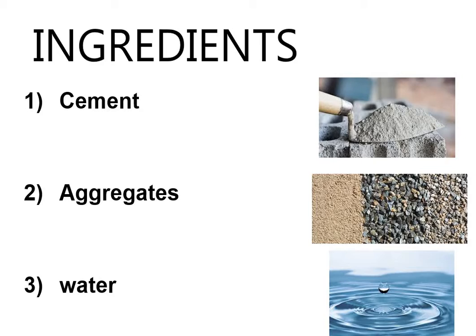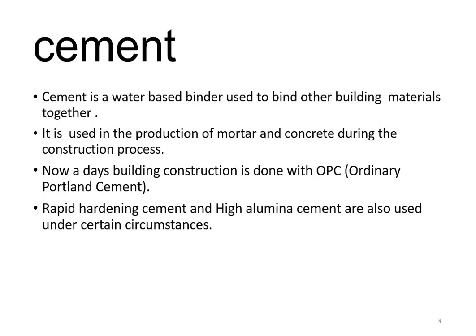Now let's see the important functions of these ingredients. First of all, cement, we've already studied about cement. Cement is the binding material. It is mainly used for binding all the other constituents. For proper binding of the aggregates, you need cement. Mainly ordinary Portland cement is being used.